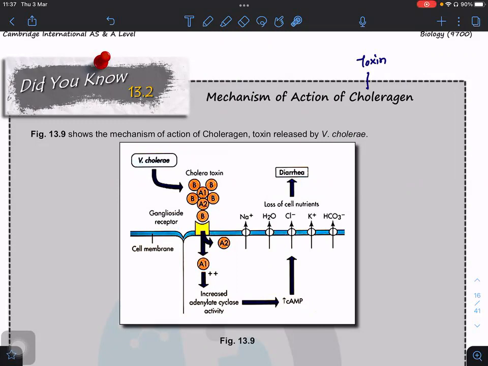So dehydration is one of the complications in this case.